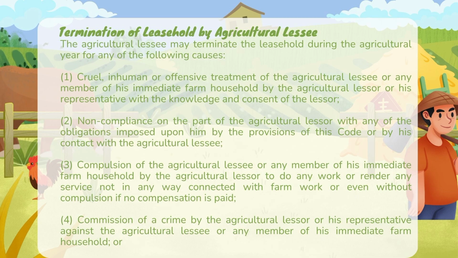Now, I'm going to discuss the termination of leasehold by agricultural lessee. The agricultural lessee may terminate the leasehold during the agricultural year for the following causes. But first, what is leasehold? Leasehold is like you own the right to live in a property for many years but you don't own the land itself.